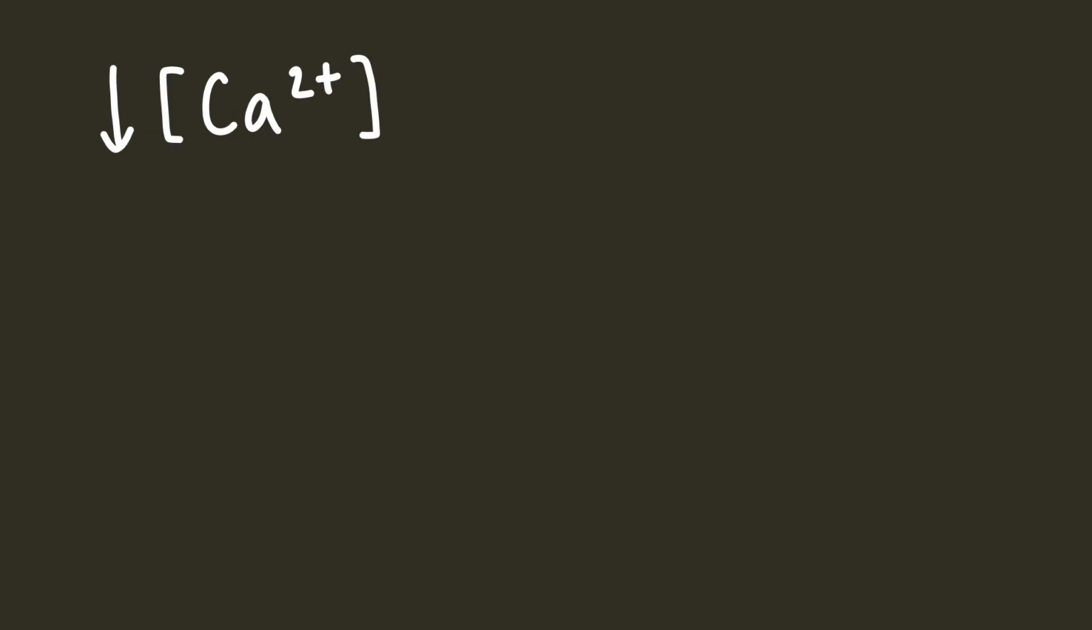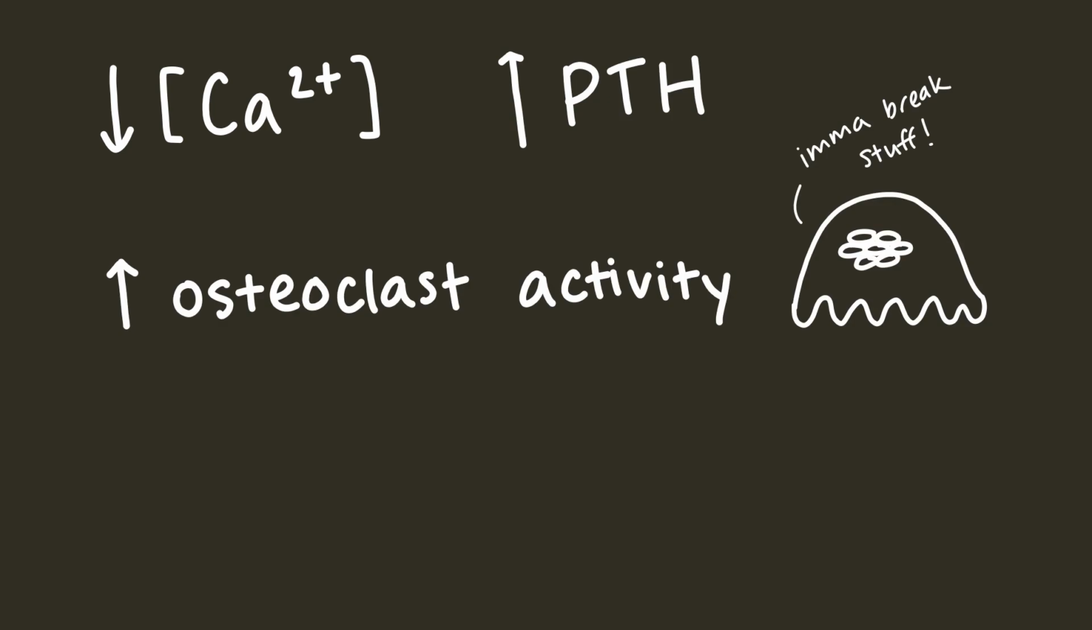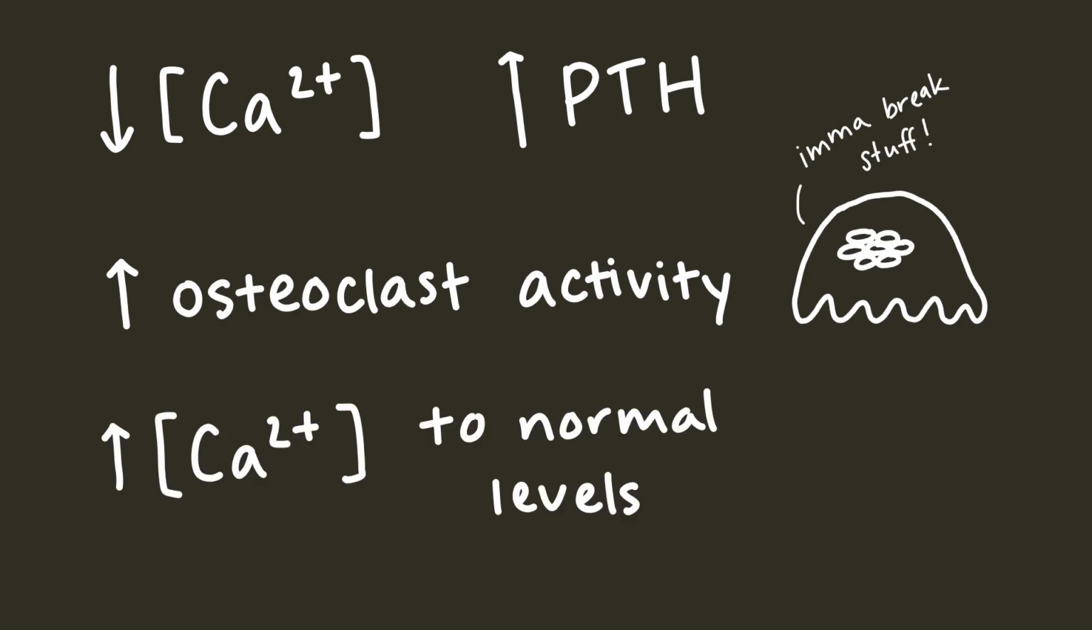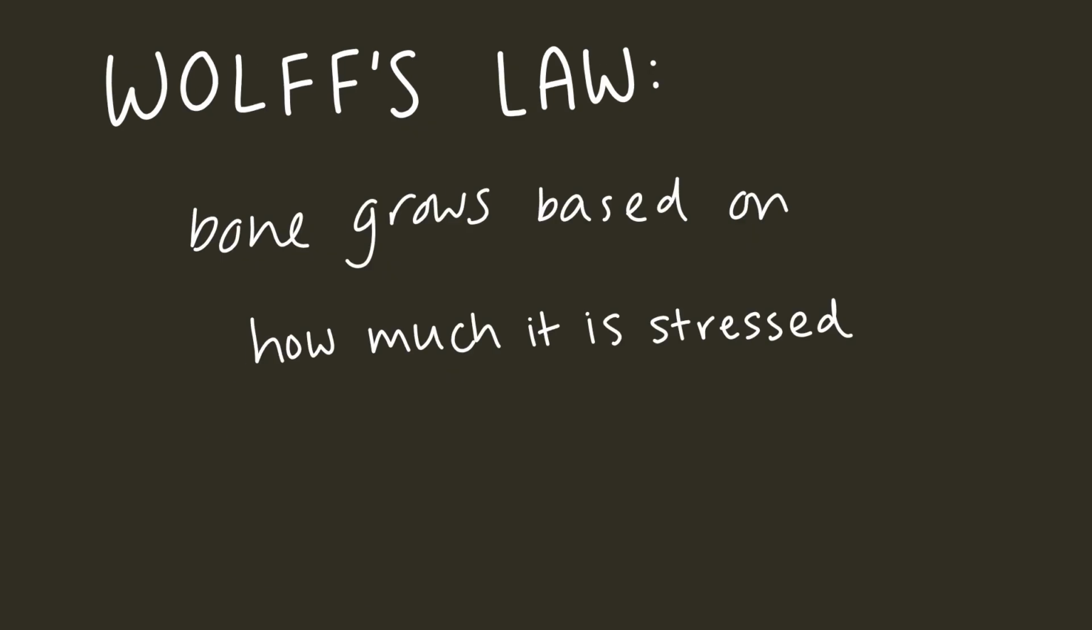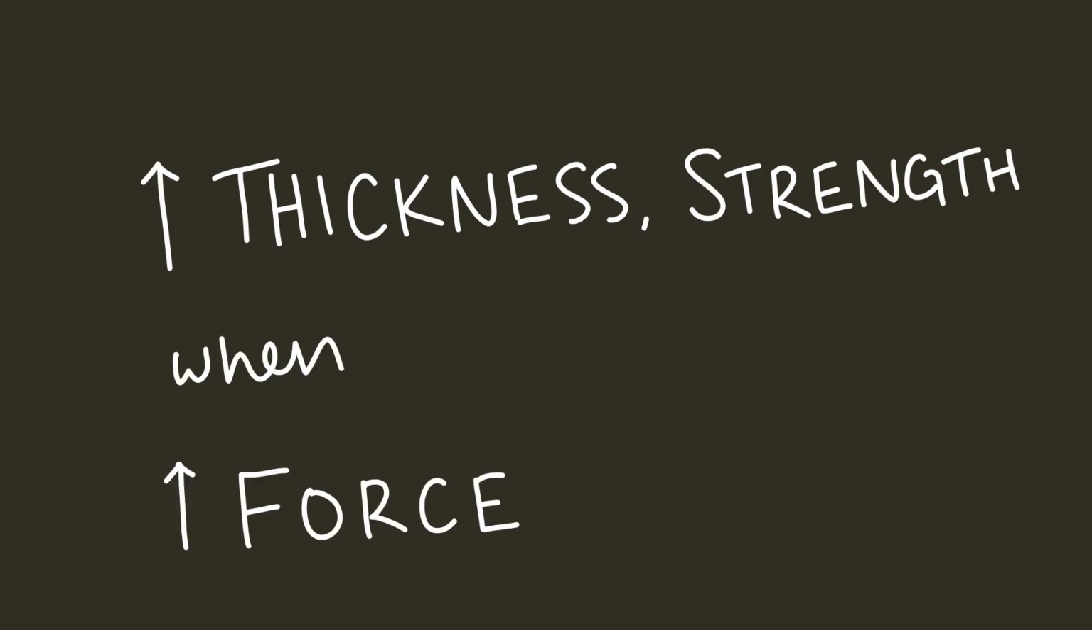Calcium ion concentrations are monitored by your parathyroid gland and a hormone aptly named parathyroid hormone, or PTH. Low levels of calcium ion cause your parathyroid gland to secrete PTH, which increases osteoclast activity, causing calcium ion levels to rise.